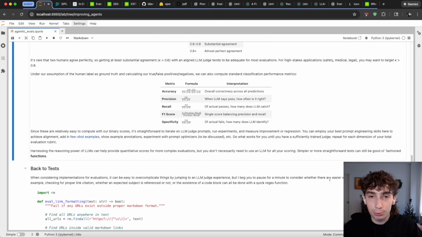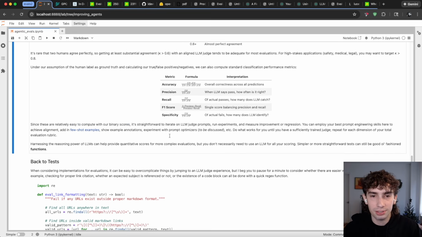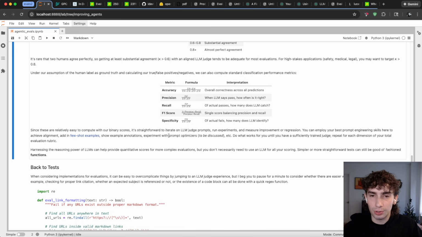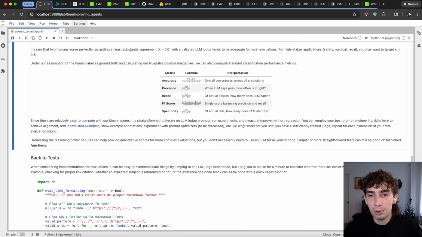To actually improve your language model judge and do this alignment, a little bit of it is mostly trial and error at this point. You can do things like prompt engineering, add in few shot examples, showing example annotations. You may be interested in looking at different prompt optimizers if they work for you. Essentially, at this point, do what works until you have a sufficiently trained judge. There's no right or wrong answer at this stage.